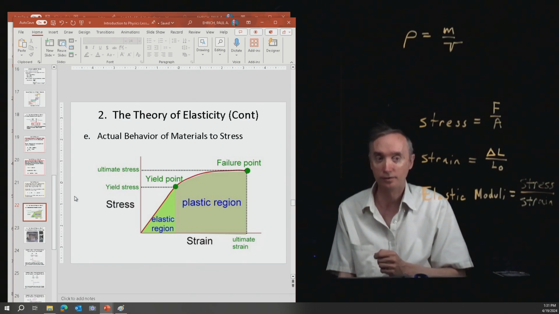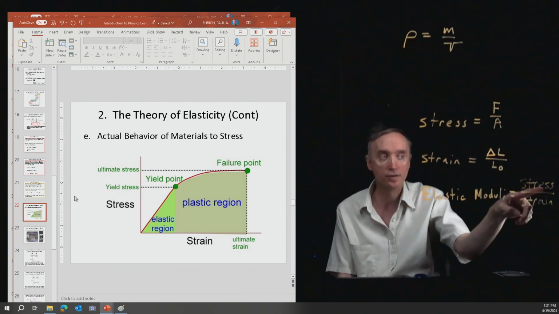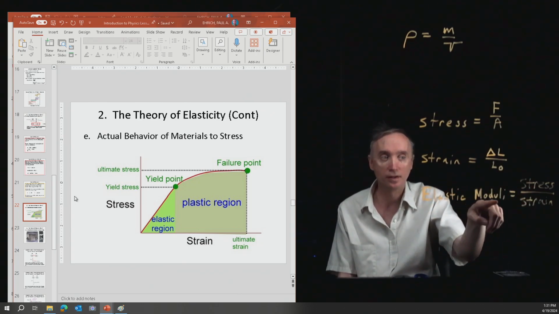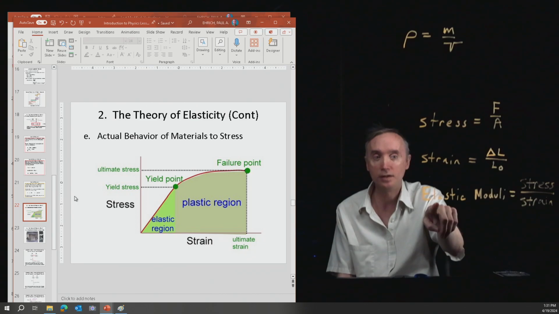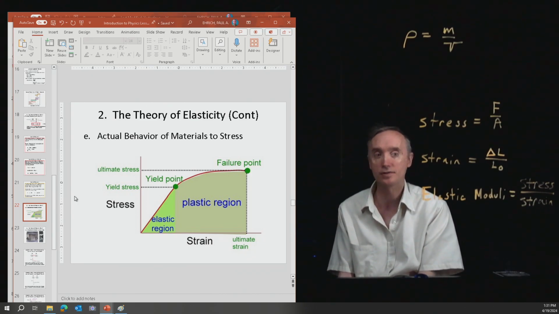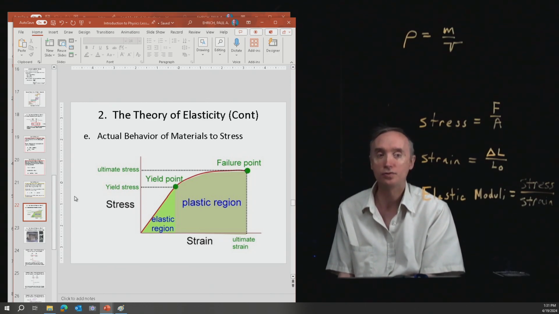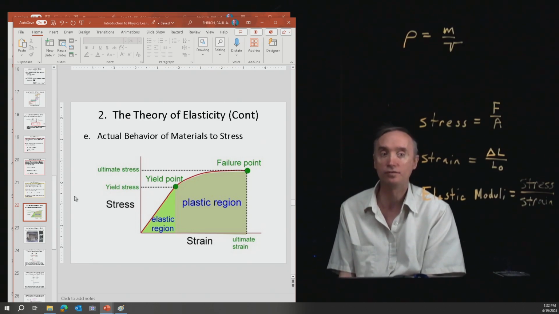It's a straight line. So the slope of the stress versus strain graph in the elastic region is going to be a straight line, and that's exactly what this is saying. So the elastic modulus would be the slope of that line in the elastic region. However, if you continue to apply a stress to an object, it's going to start to deform plastically.